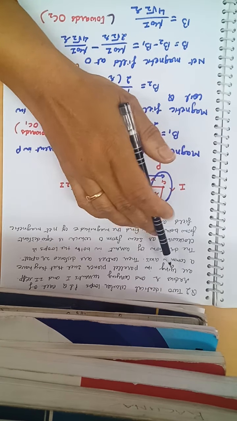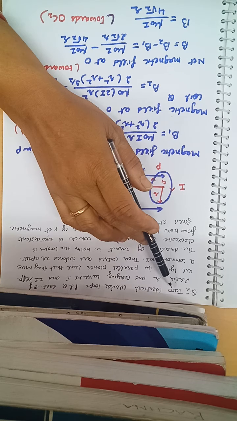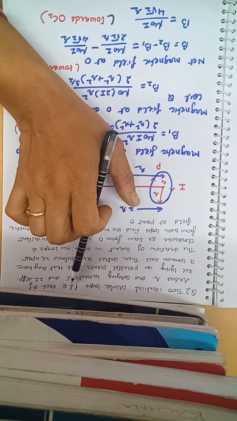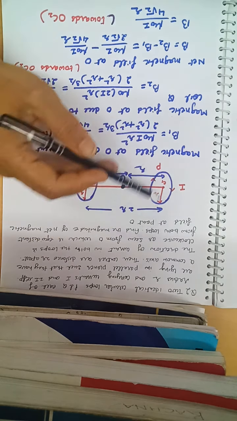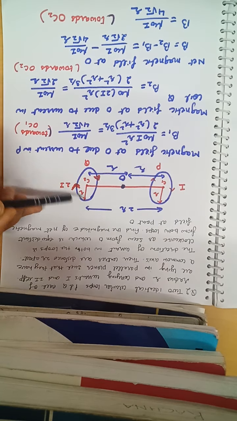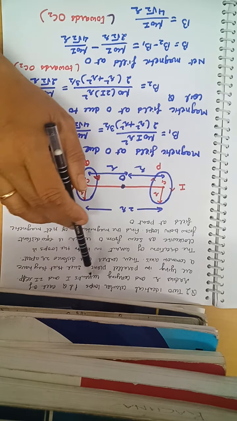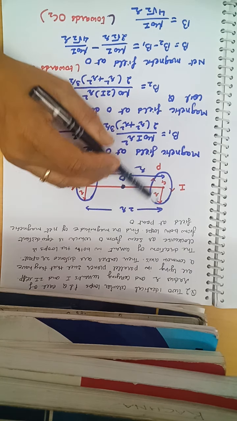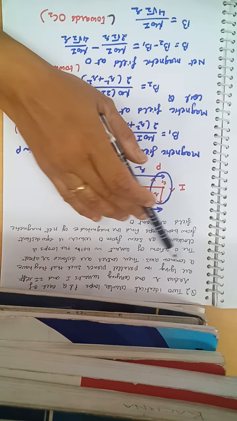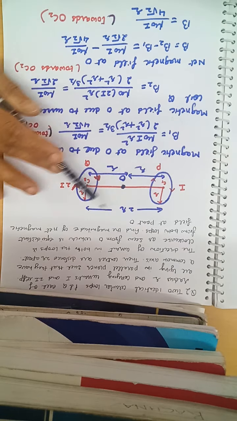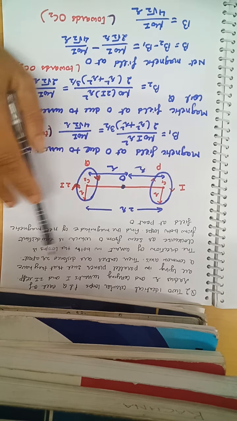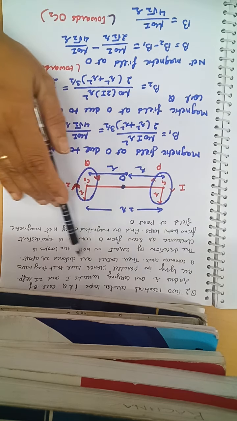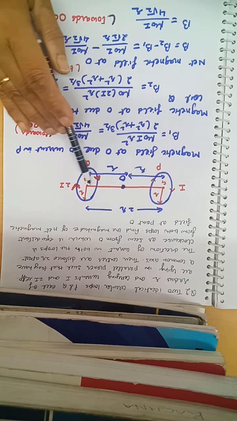Now children, this is another question that is based on the Biot-Savart law. Two identical circular loops P and Q, each of radius r. These are the two loops P and Q, and they carry currents I and 2I, with the same radius r. They are lying in parallel planes, such that they have a common axis, and their centers are at a distance of 2r.